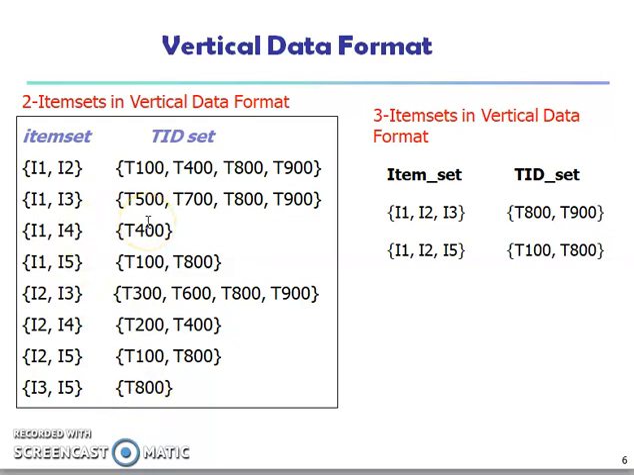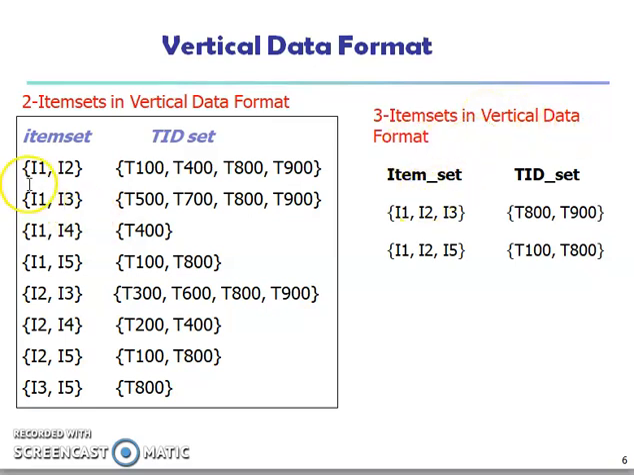But the minimum support is 2. So as per the property of the Apriori algorithm, the support should be greater than or equal to the minimum support. Here we have only 1. So I1, I4 will be removed and I3, I5 will also be removed. The remaining we have all other transactions. Now with this available item set, we will go for 3 item sets in vertical data format.